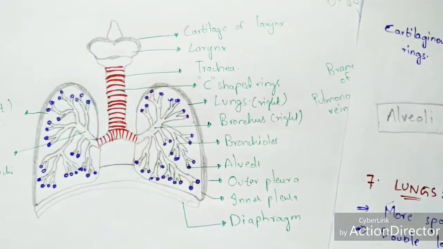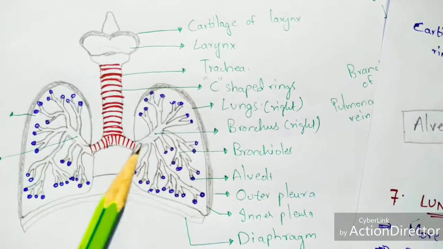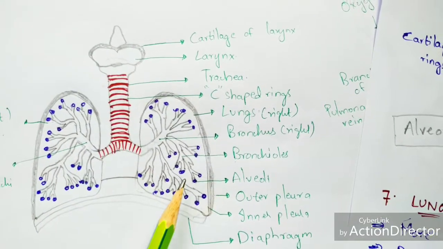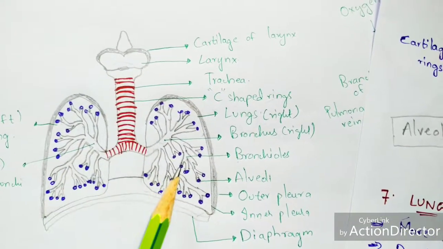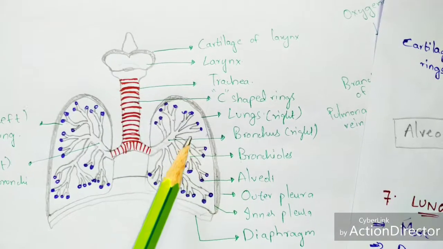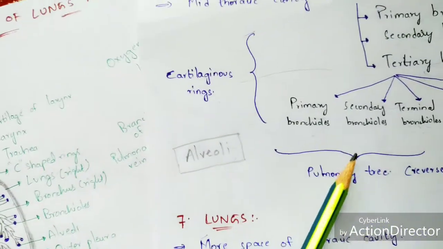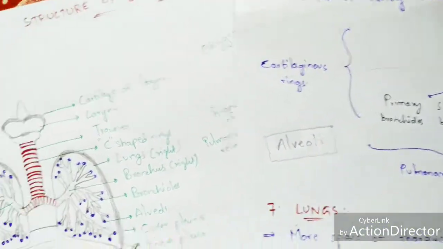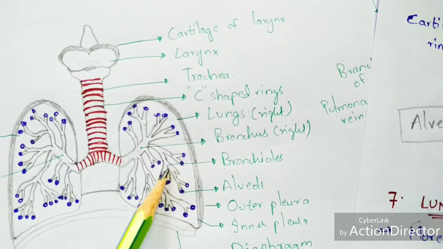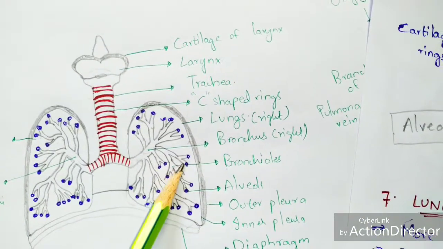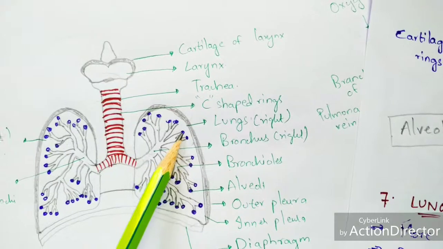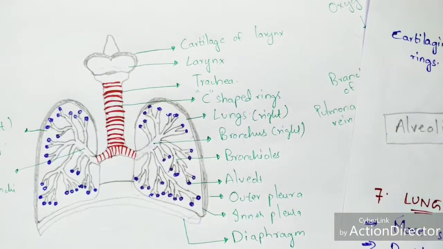So if you see in the diagram, this is a diagram of the lungs, and these blue dotted structures which I have drawn everywhere are called alveoli. And I have said that this alveoli will get attached to the bronchioles. So if you see here, these are the bronchioles, and to the bronchioles, the alveoli get attached. These blue dots which I have drawn are known as alveoli.